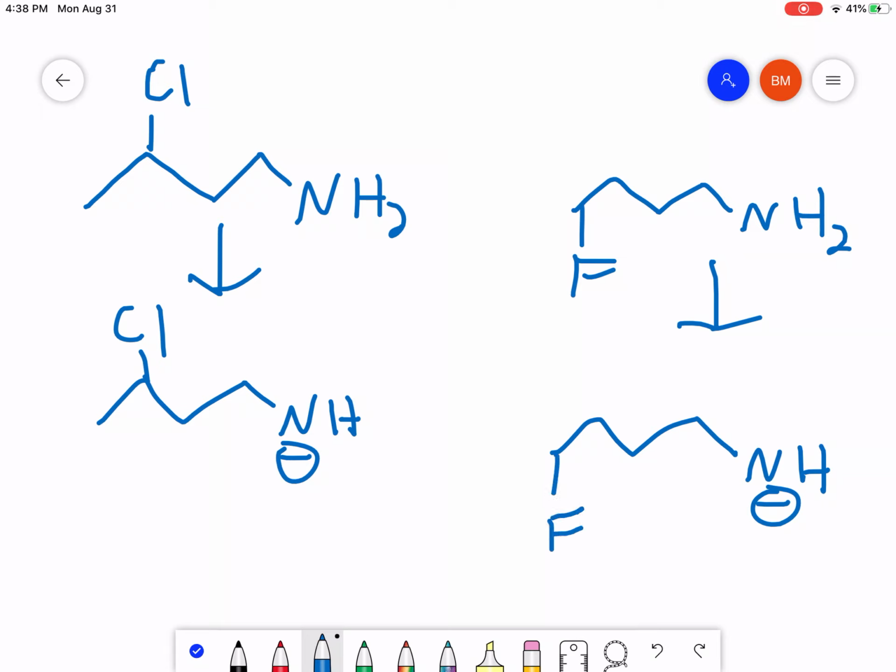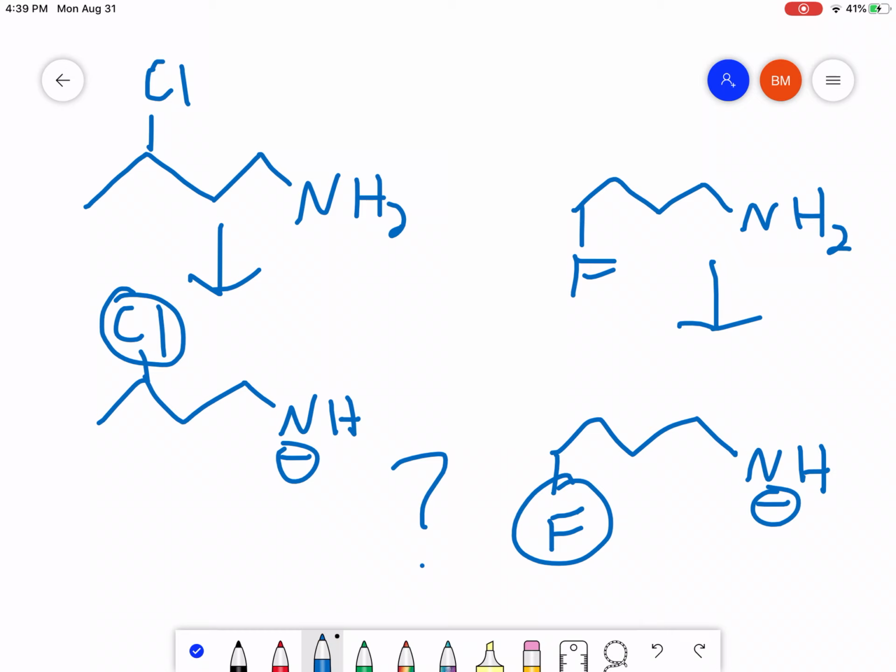All right, and so here's a bit of a conundrum here, right? This guy is definitely closer to your electron source, the nitrogen, right? So, we said previously that all things being equal, that's a better, more stable situation. However, all things are not equal because fluorine is a more electronegative atom than Cl, right? So which one wins? The answer, I don't know.